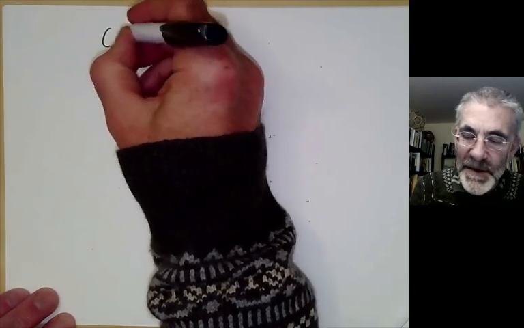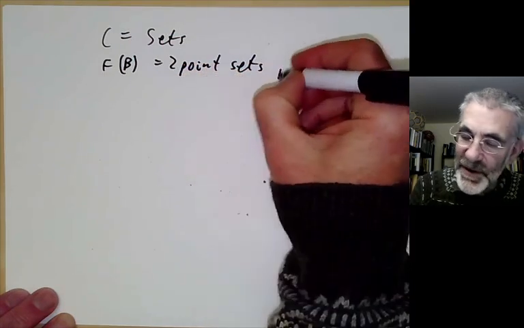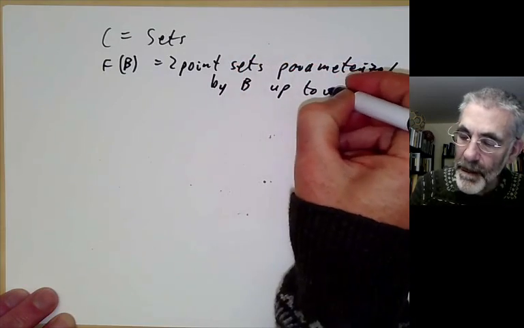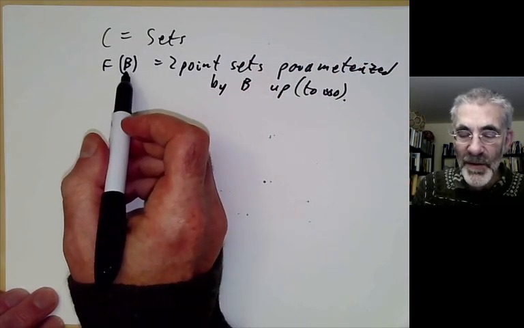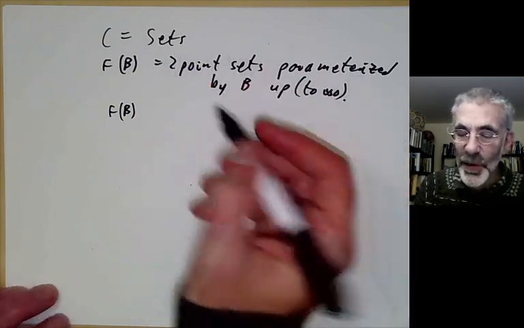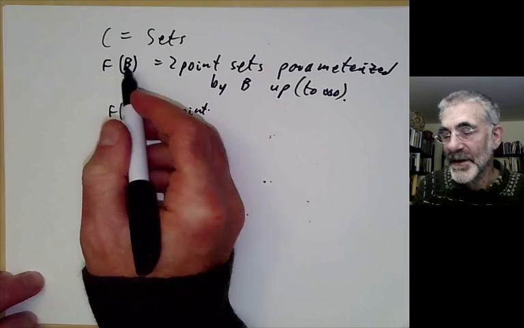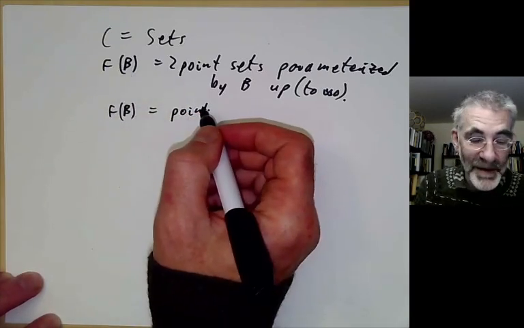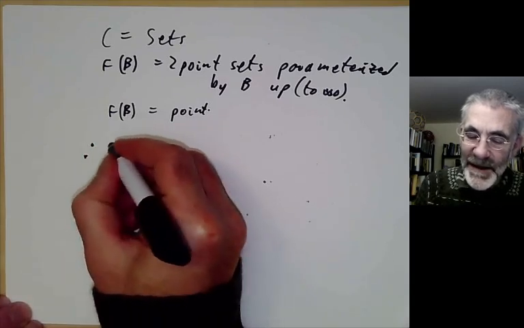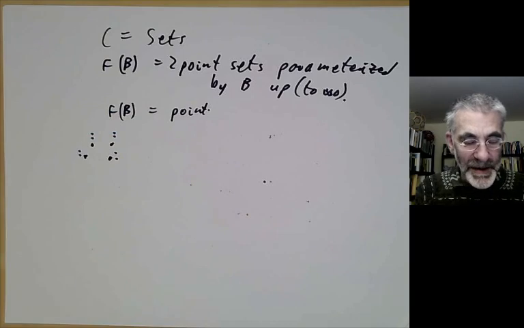I'll give a simpler example of it. Suppose we take C to be the category of sets, and we let F of B be the two-point sets parameterized by B, up to isomorphism. And we can ask, is F representable? Well, this is a kind of stupid question, because F of B, the set of two-point sets, there's only one, because any two two-point sets are isomorphic as sets. So F of B is just a point, and this functor is represented by a single point. It's just the final object, as in our previous example. And the idea is if you've got any set here, then there's a unique way to have a family of two-point sets parameterized by it, because there's a unique two-point set associated with each of these points.